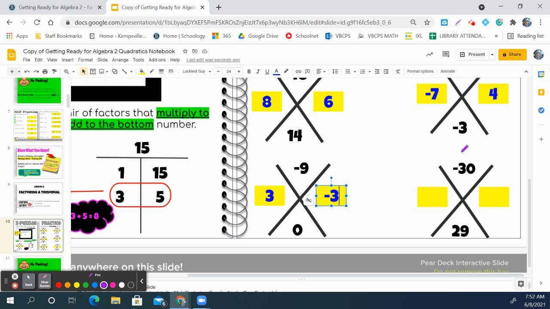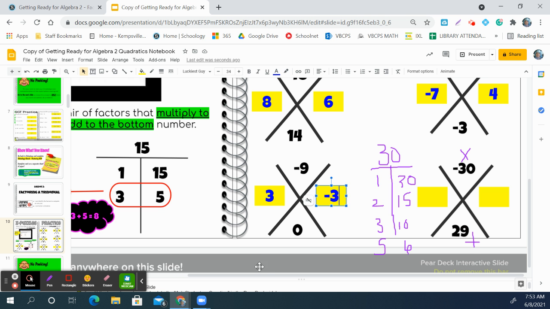Okay, so the way these work is what multiplies to the top number and adds to the bottom number. And you want to make a factor tree. So if you start with your top number on top, whatever you're trying to multiply to, then you do your factors: 1 and 30, 2 and 15, 3 and 10, 5 and 6. Which pair of those will add up to 29? What factors of negative 30 will add up to 29?